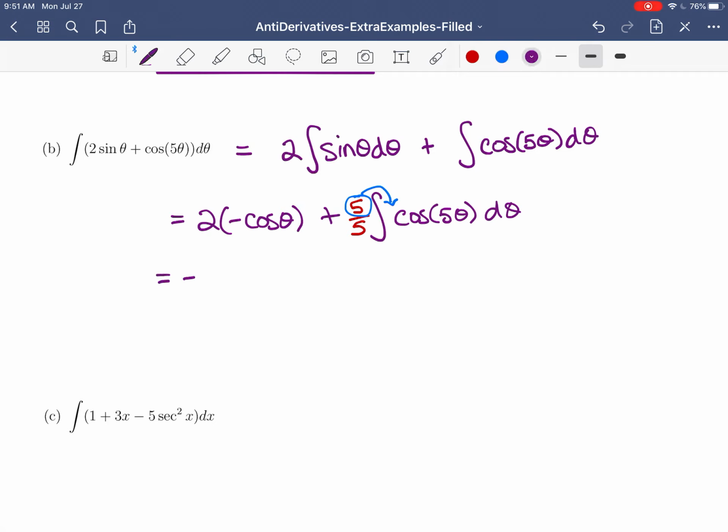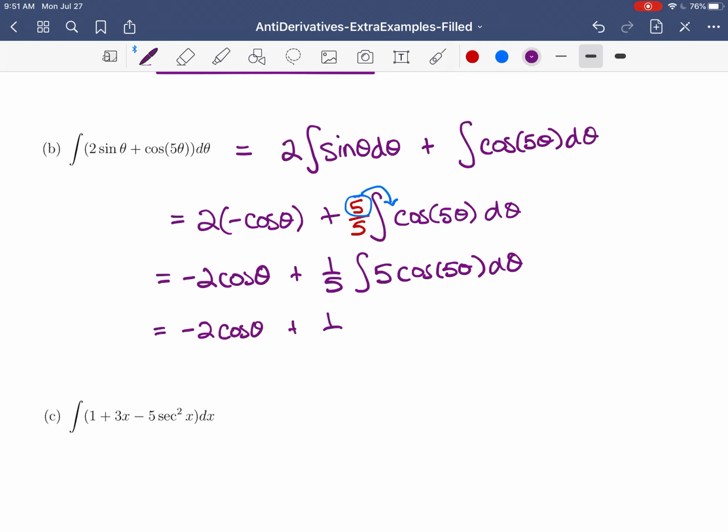So I'm going to have negative 2 cosine theta plus 1/5 times 5 cosine of 5 theta. Okay, and the thing that has derivative 5 cosine of 5 theta is actually sine of 5 theta. So then I'm going to get minus 2 cosine theta plus 1/5 sine of 5 theta. And now I have my constant of integration.